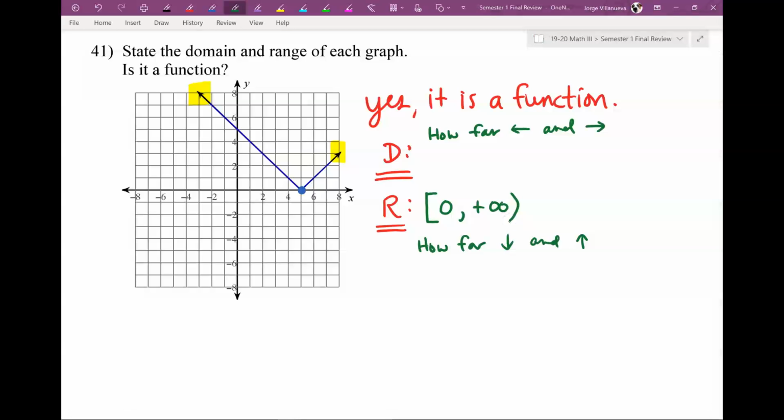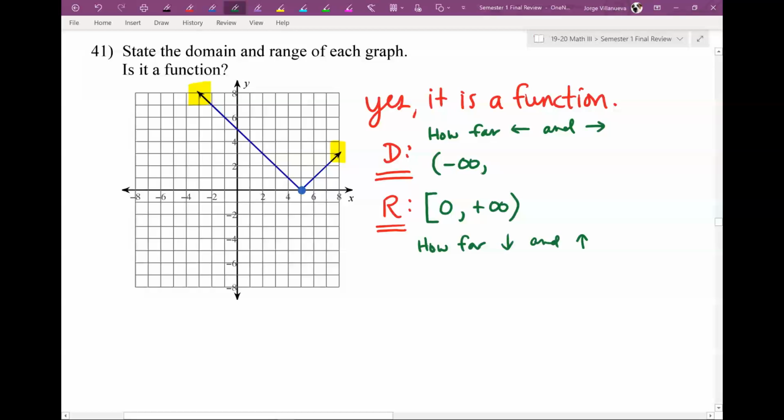Okay? Now, the domain. How far to the left will this thing keep going? So notice it has an arrowhead, right? So it keeps going to the left as much as possible. Okay, it's never going to stop going left. So then you're going to write negative infinity as in terms of how far left it's going.